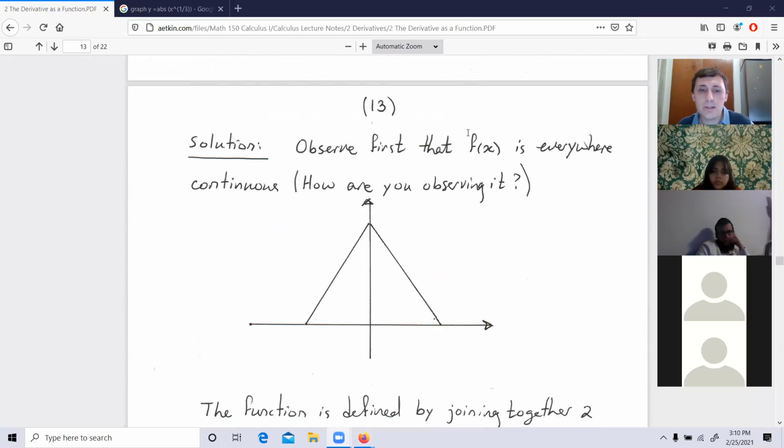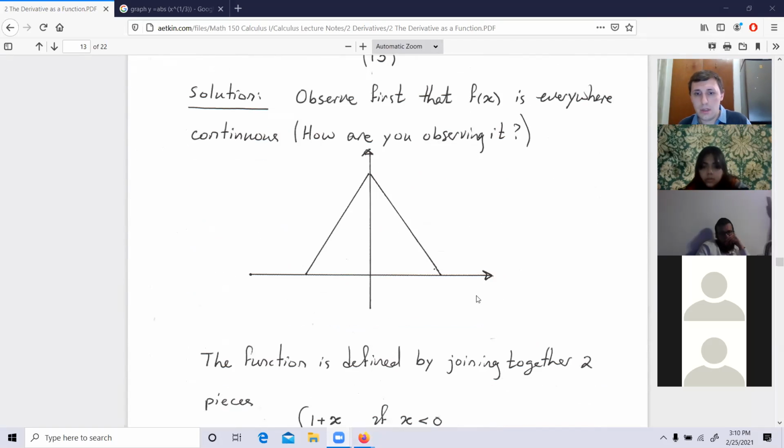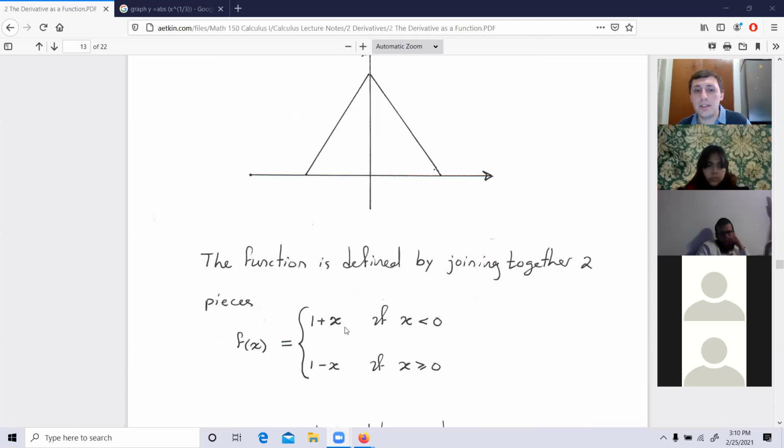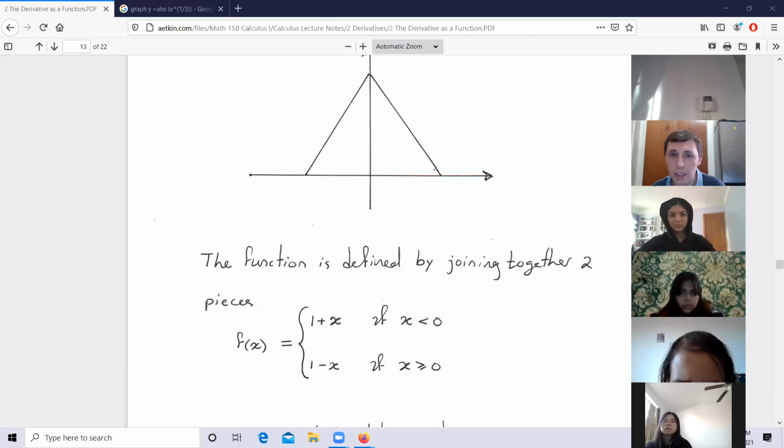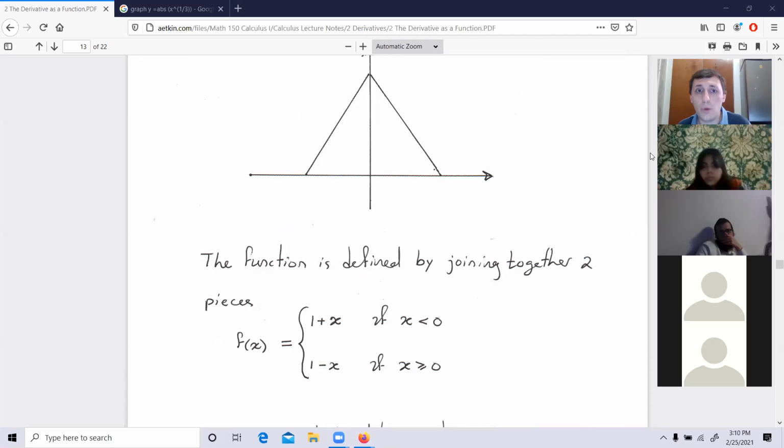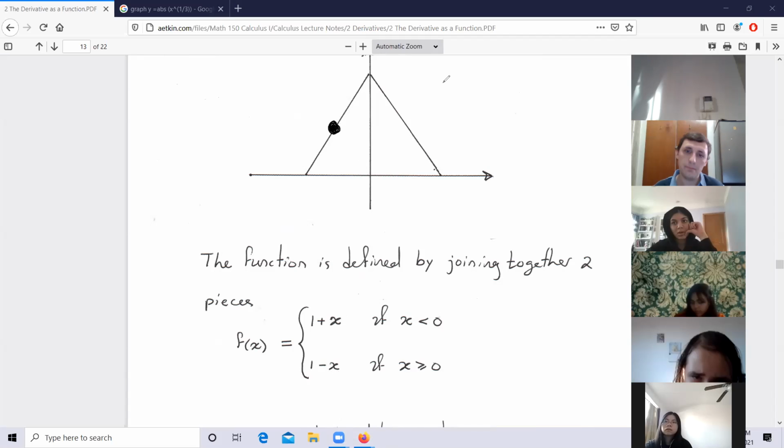Yes. So here is that wedge. The function is defined as 1 plus x if x is less than 0, and 1 minus x if x is bigger than 0. Guys, without doing any calculation, can you tell me what is? That's a comprehension check. Tell me, please, what do you think is the derivative at this point? If I zoom in, I will calculate the derivative there without doing the limit.